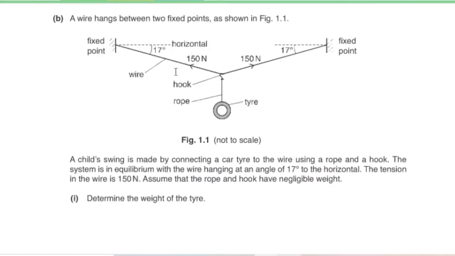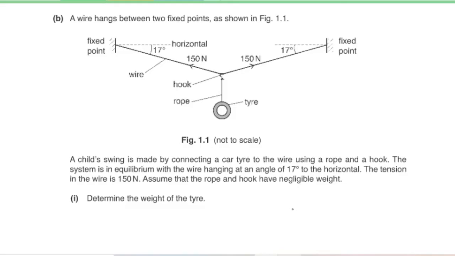Part B: a wire hangs between two fixed points as shown in figure 1.1. A child's swing is made by connecting a car tire to the wire using a rope and a hook. The system is in equilibrium with the wire hanging at an angle of 17 degrees to the horizontal. The tension in the wire is 150 newtons. Assume that the rope and hook have negligible weight. Part 1, determine the weight of the tire.